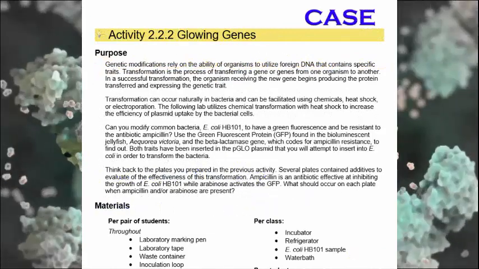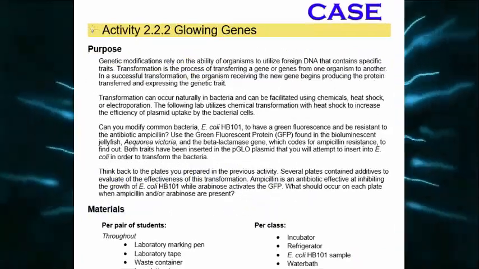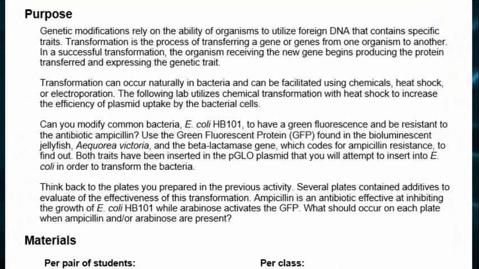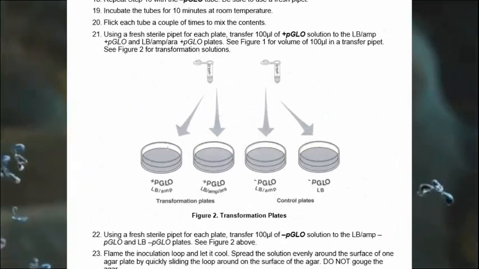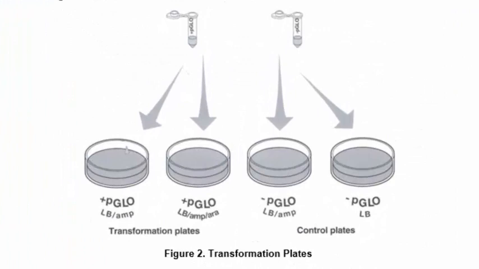Through Activity 2.2.2, Glowing Genes, you will transform bacterial cells to exhibit bioluminescence and ampicillin resistance in order to understand how plasmids are used to insert genetic material into bacteria. Your teacher will provide more instructions.